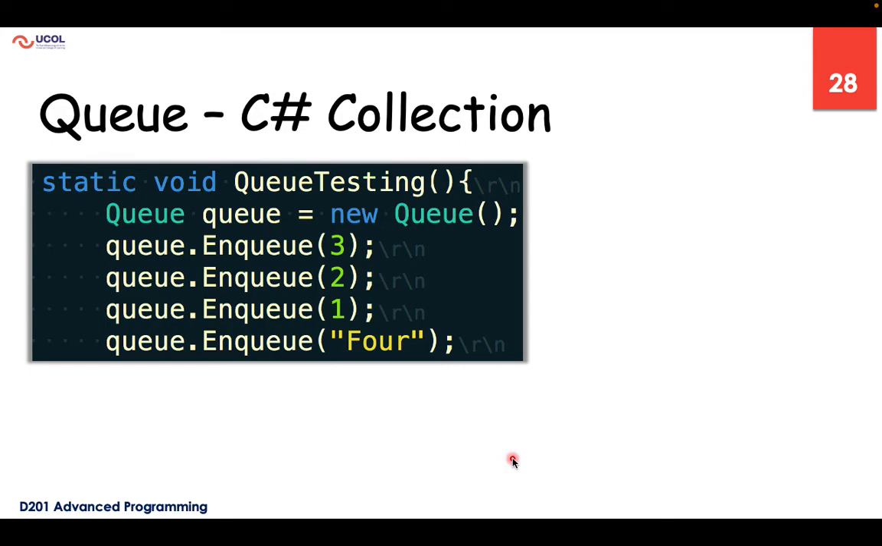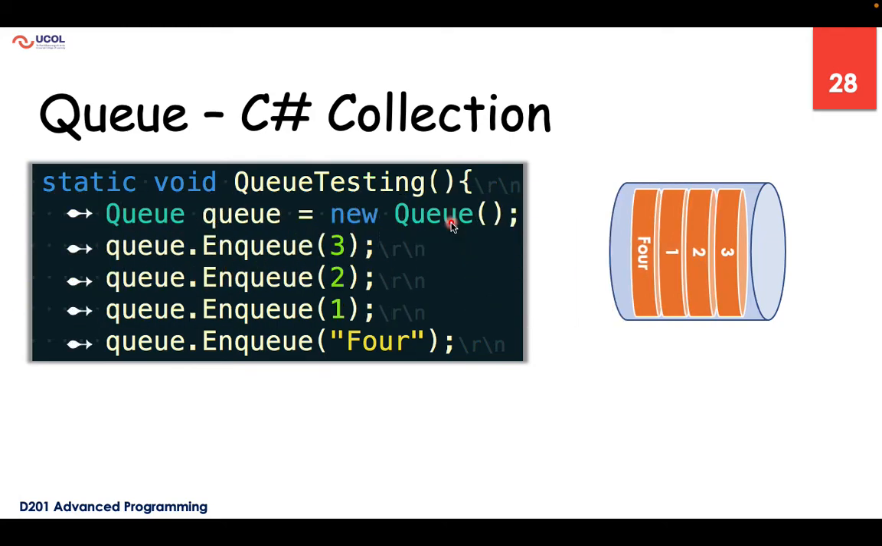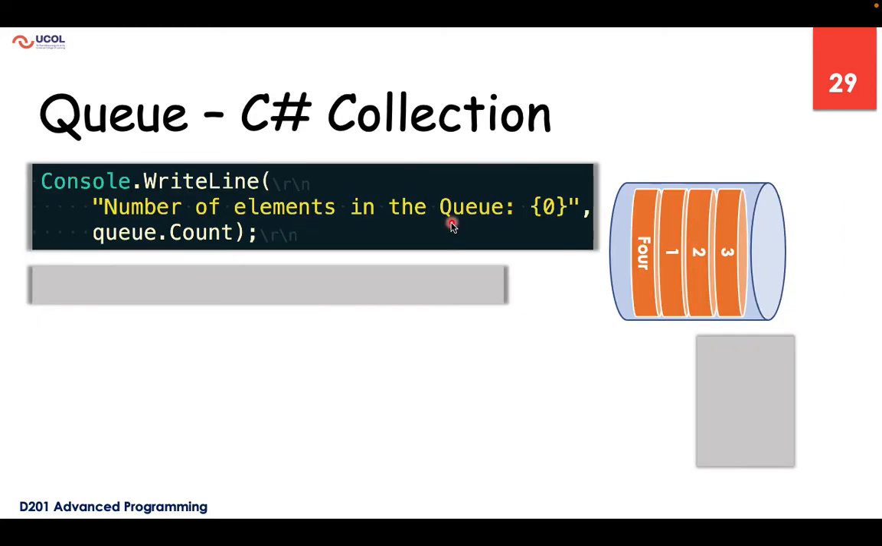So here's an example of the queue. This is the class name of the collection, and then we have the variable name. We are initializing that particular queue, and then we are adding the elements. Finally, when we are going to remove them, we can remove them.